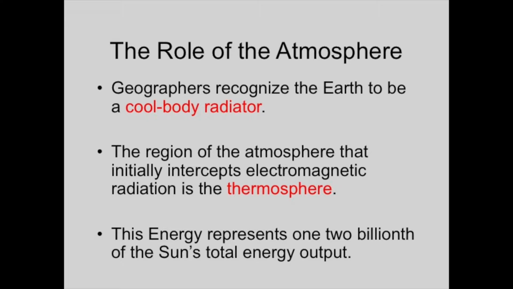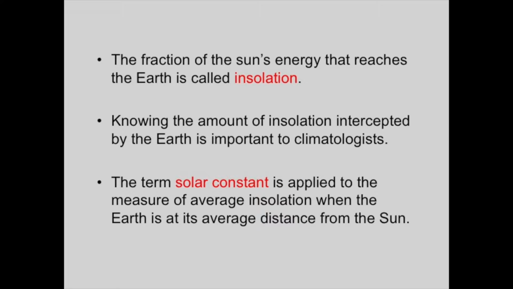The fraction of energy that reaches the Earth, this very small amount of what the sun actually produces, is referred to as insolation or solar intercept. Now, knowing the amount of insolation that is intercepted by the Earth is important to a variety of physical geographers, especially climatologists. The term solar constant is applied in this case to the measure of average insolation received at the thermopause when the Earth is at its average distance from the sun.